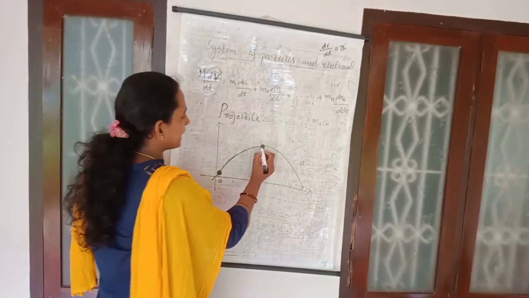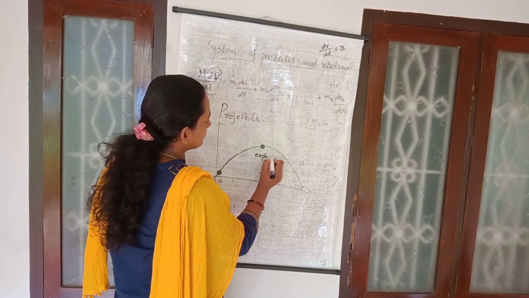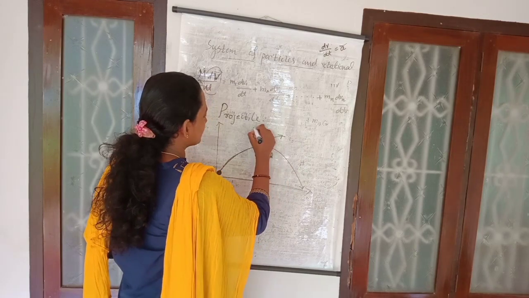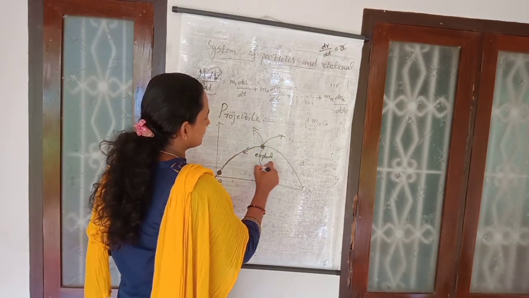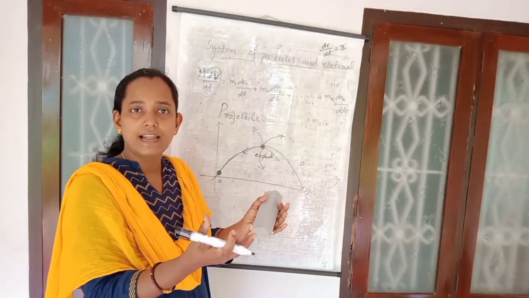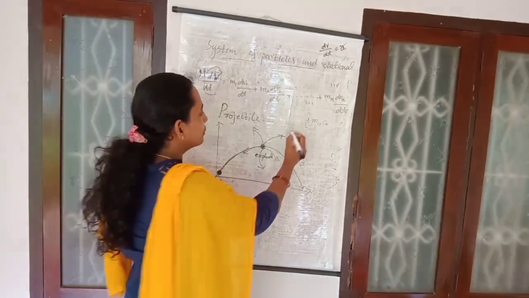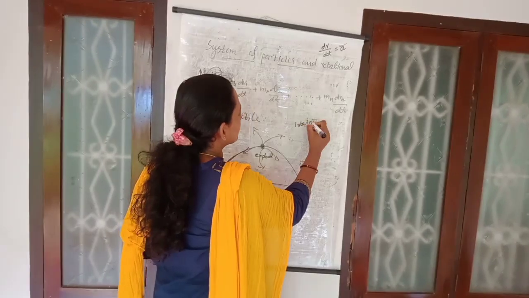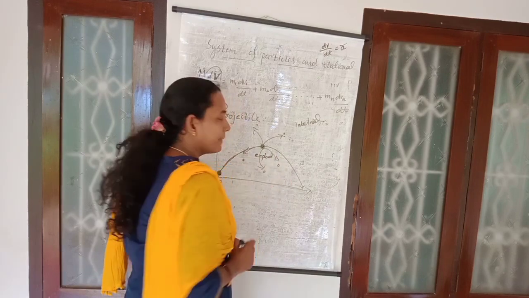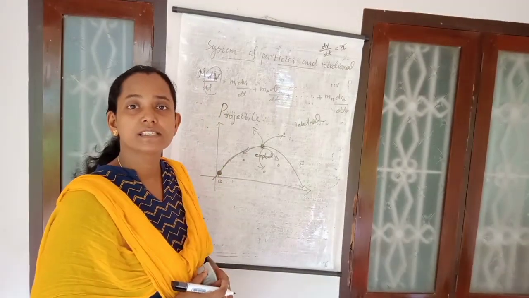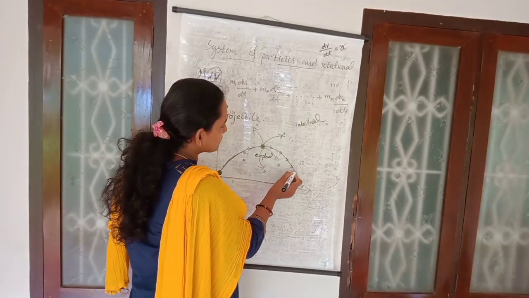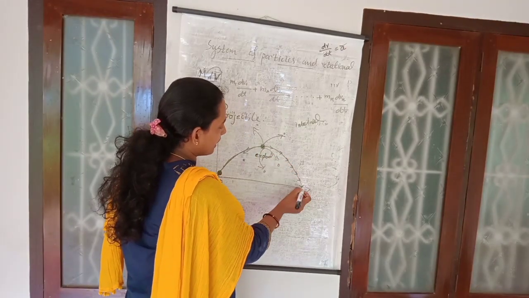But suppose it gets exploded in the air. The fragments will move in different directions. And that explosion of the projectile in the air is caused by which force? Internal force. And these fragments are moving in different directions. But what about the center of mass of that system? The center of mass of that system will continue on the same path.